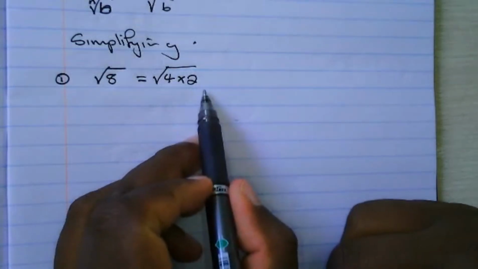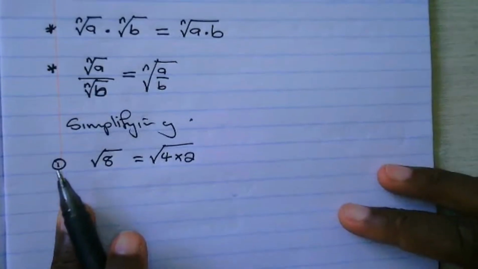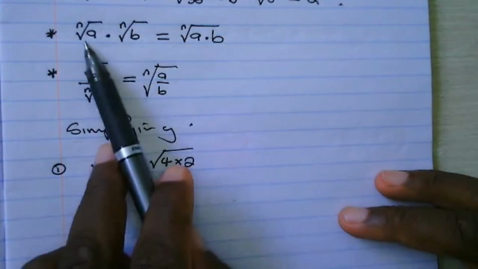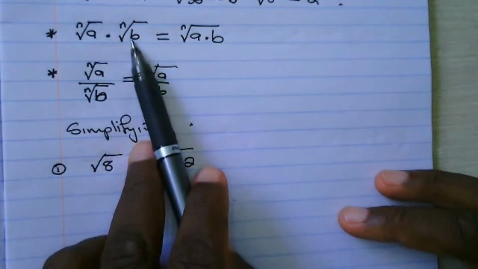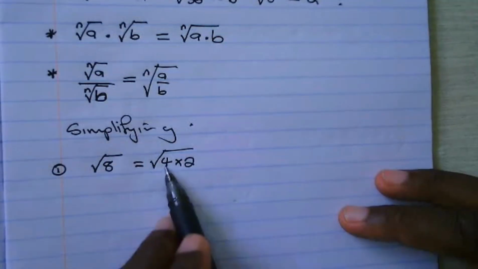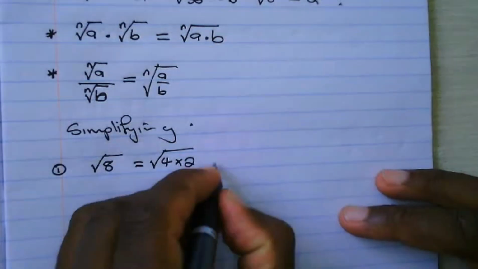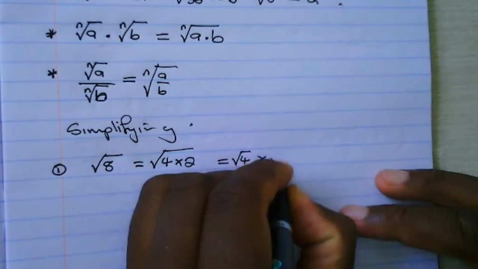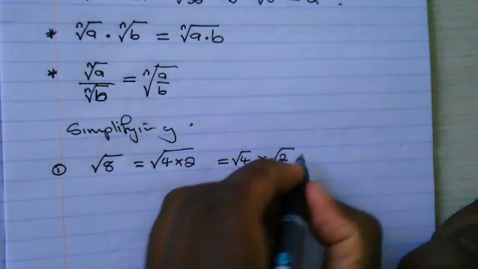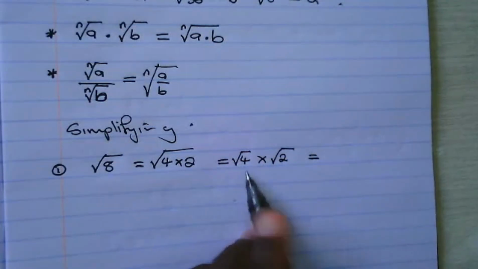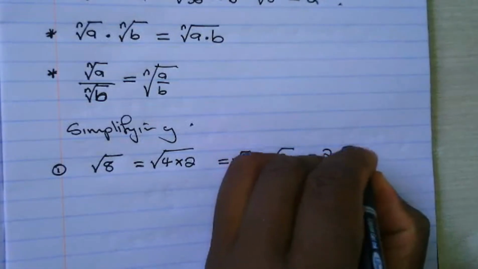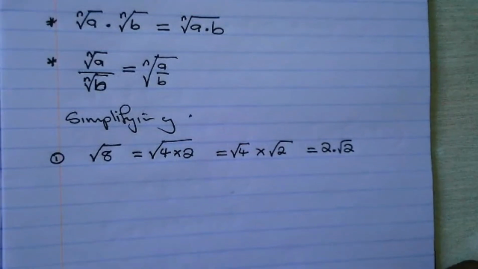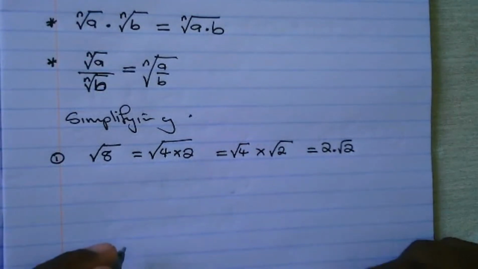This can be written as the square root of 4 multiplied by 2. This is according to the law that we considered: nth root of A times B can be written as nth root of A times nth root of B. And we know that 4 and 2 are factors of 8. So this is equal to the square root of 4 multiplied by the square root of 2, and 4 simplifies to 2, so this simplifies to 2 root 2.